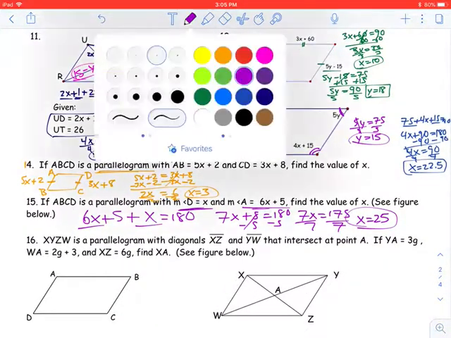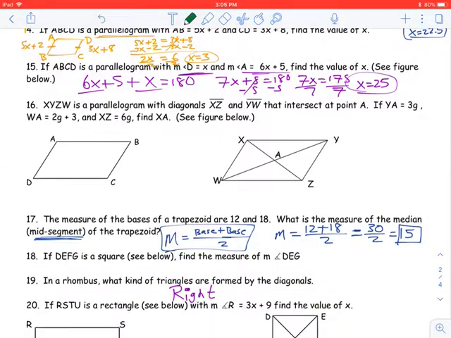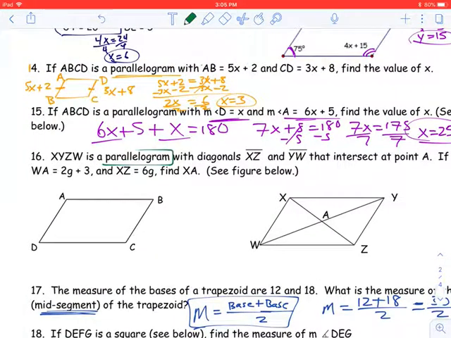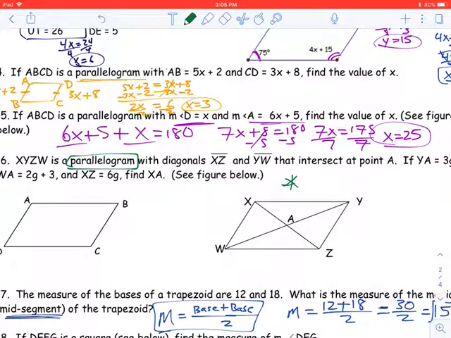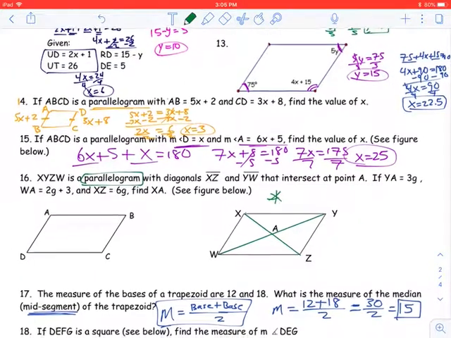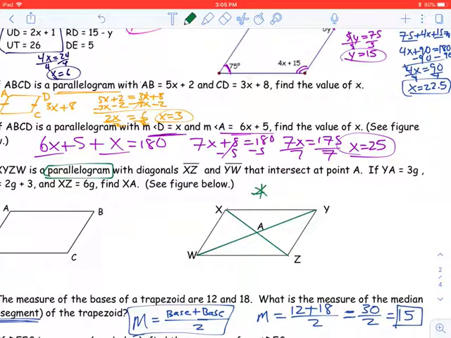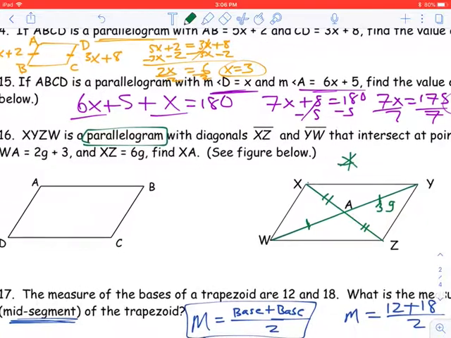And so for number 16, let's see what we have here. This is also a parallelogram with diagonals XZ. So this is talking about the second one here. XZ, so this to this is a diagonal as well as WY. So all I know about diagonals is that they bisect each other. Okay, so like these two are congruent, these two are congruent. So YA is 3G and WA is 2G plus 3.